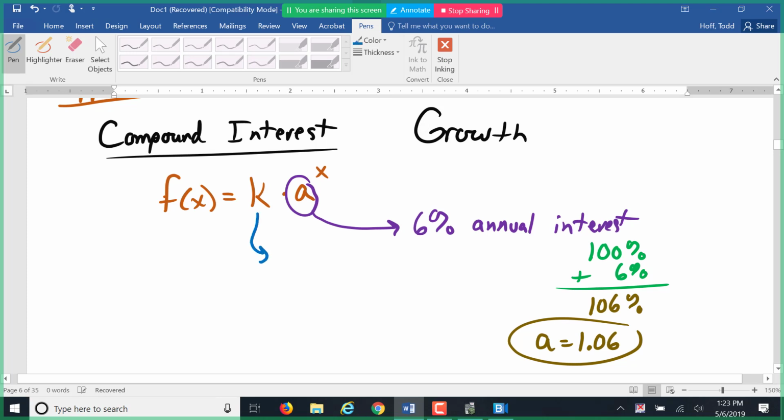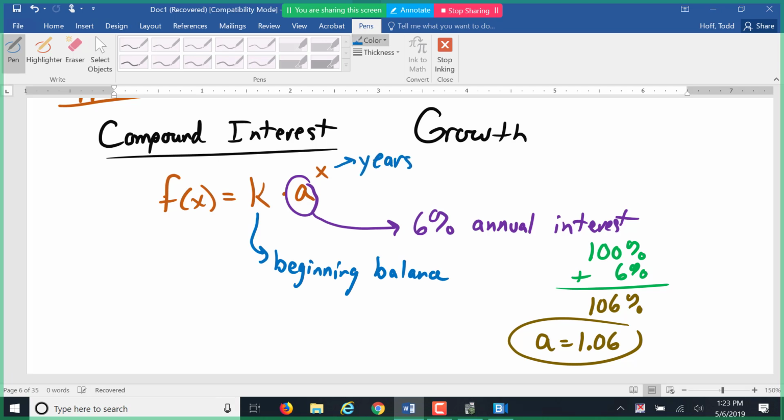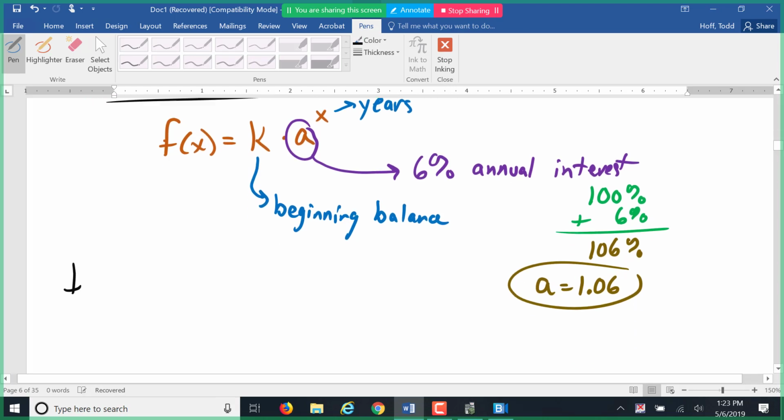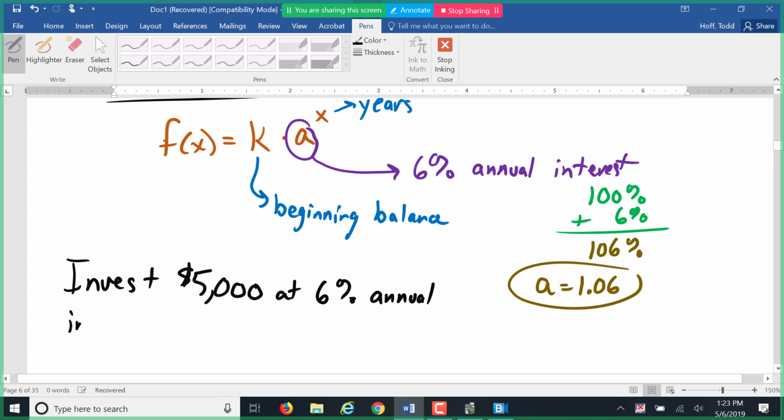K is our starting balance, beginning balance. X is our number of years. So let's say that we invest $5,000 at 6% annual interest for 8 years.